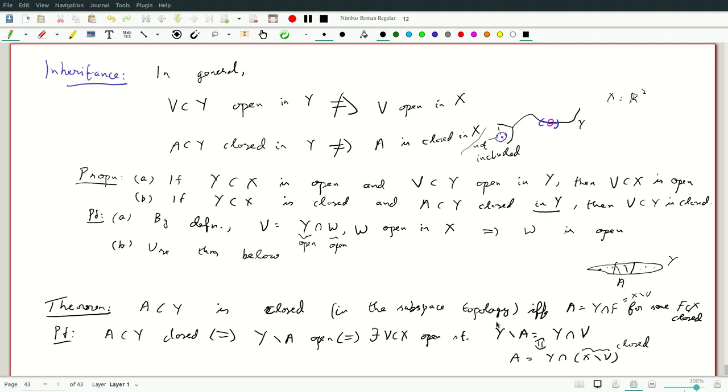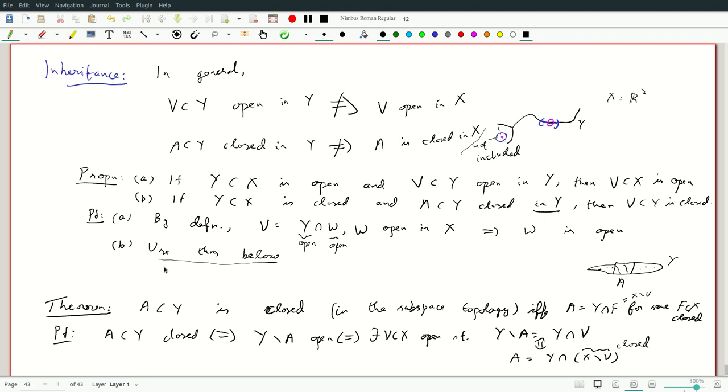This tells you that with the subspace topology, we not only know the open sets, we also know the closed sets. Okay, and then we will see one more important fact about hereditary properties, but first let's dispose of this. So if Y contained in X is closed and A contained in Y is closed in Y, then A contained in Y is closed in X. Use the theorem below, and then it becomes just like the previous one.